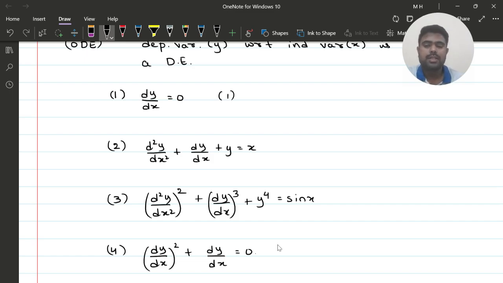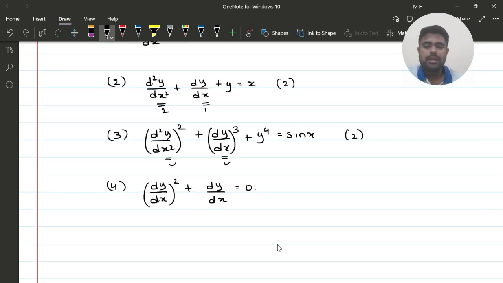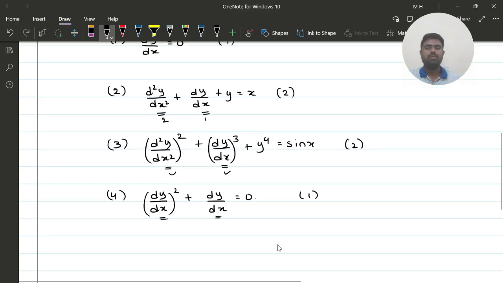Okay, in the second case, we have d square y by dx square and dy by dx, the first order derivative and the second order derivative. Which is the highest of the two? The second order derivative, so the order is 2. In the third one, we have d square y by dx square and dy by dx. Again, what is the order? The order of this is 1, the order of this is 2. The highest order is 2, so we call it 2. And the fourth one is dy by dx and dy by dx. There are two first order derivatives, so the order of this differential equation is 1.